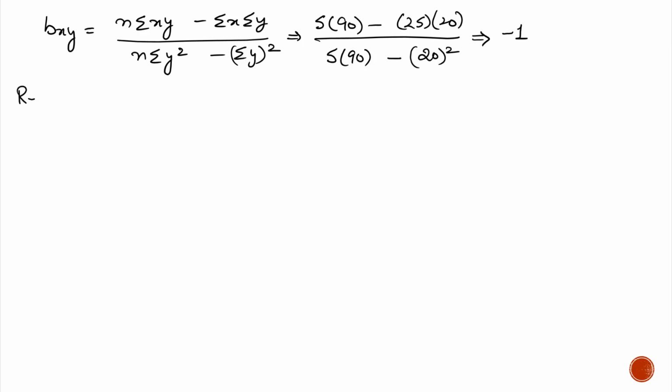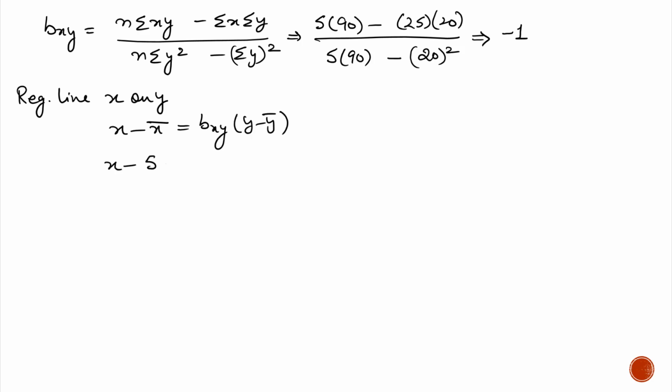Now regression line x on y is x minus x bar equals bxy times of y minus y bar. X bar is 5, y bar is 4, and bxy is minus 1. So the value of x is minus y plus 9.